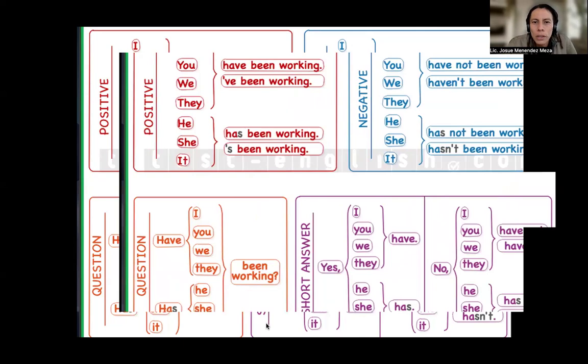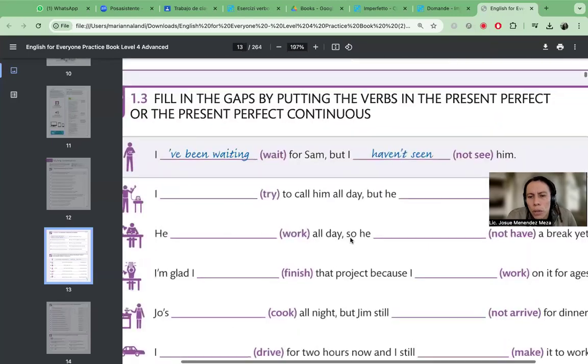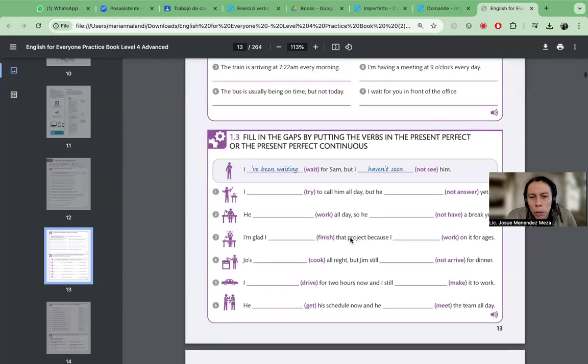Any questions, guys? Because if you don't have any questions, I'm going to ask you. Here we have some examples. Okay, the last part. We have number one that is already done for you. That is, I have been waiting for Sam, but I haven't seen him.